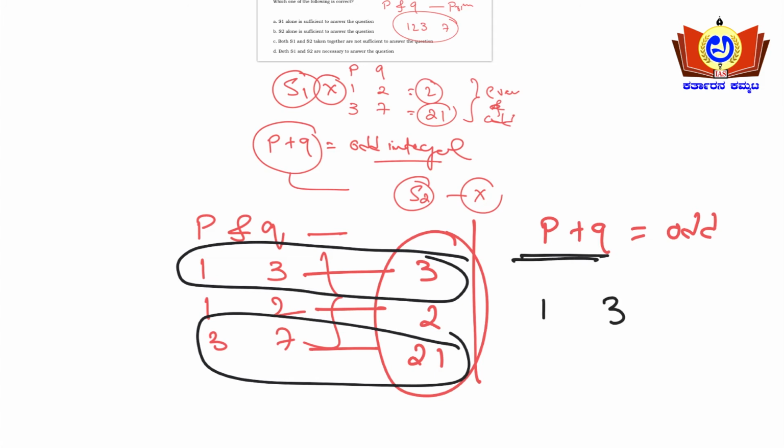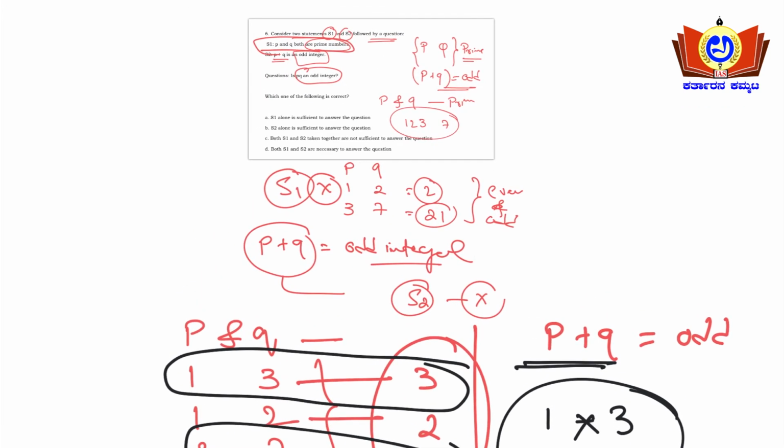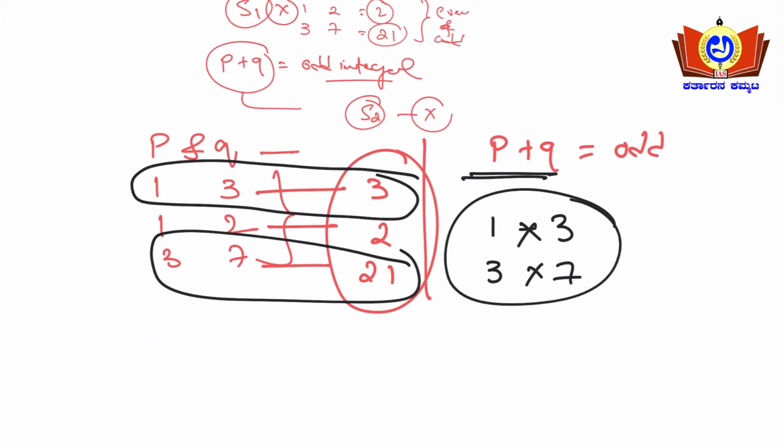1 and 3, and 3 and 7 we had considered here. So what does statement 1 read again here? P and q, and the question is: is p into q an odd integer? So 1 into 3 and 3 into 7 is 21 here.